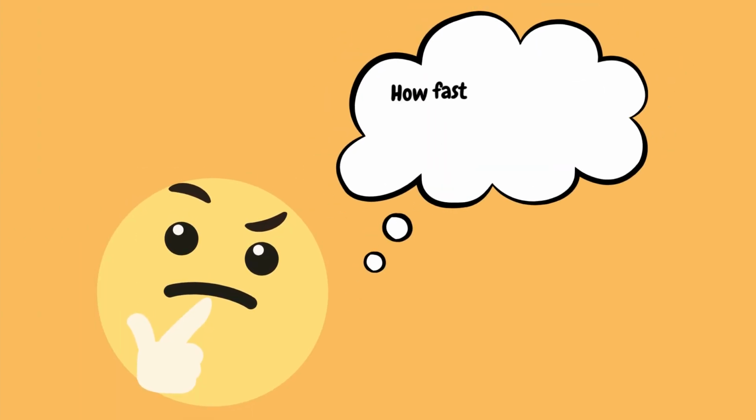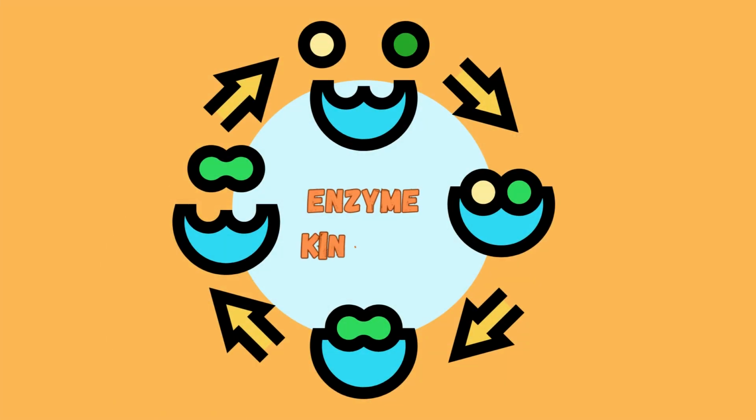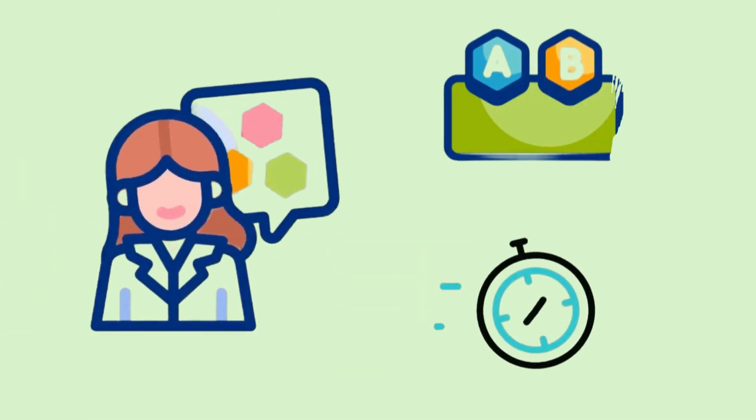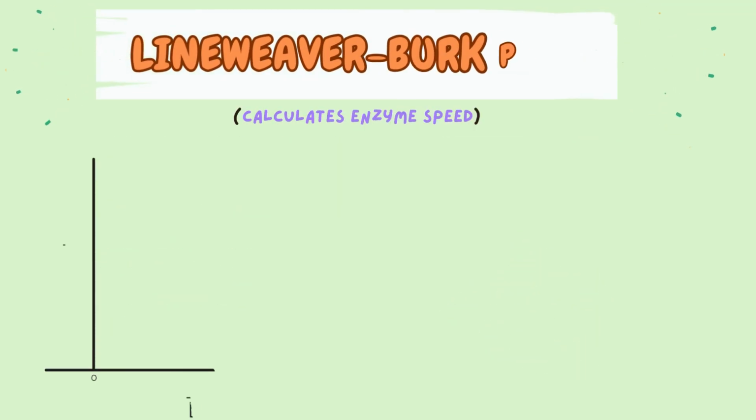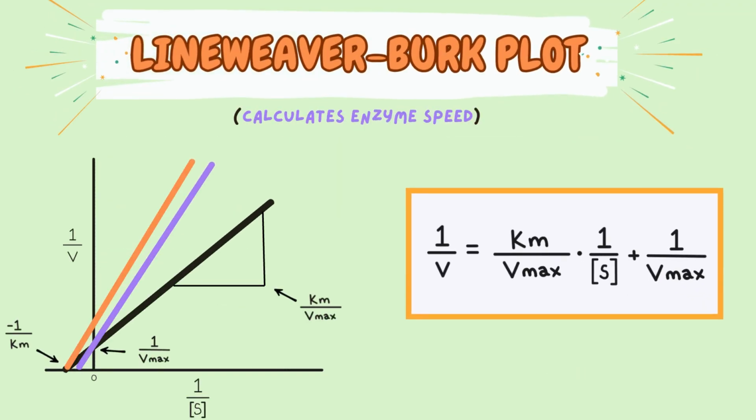But how fast can the enzyme do its job? That's what enzyme kinetics is all about. Today, we're diving into a tool that scientists use to better understand enzyme speed. It's called the Lineweaver-Burk plot. It sounds complicated, but let's break it down.